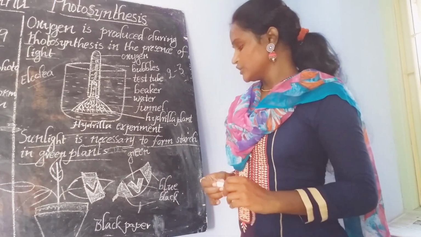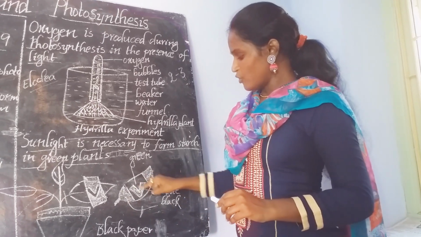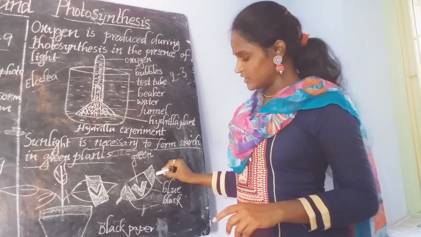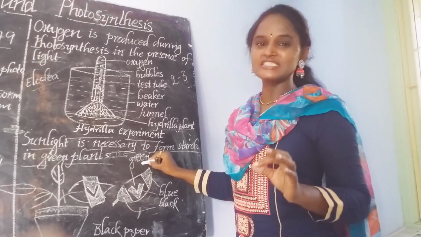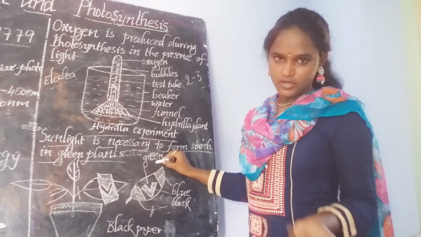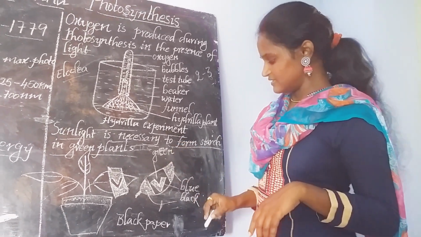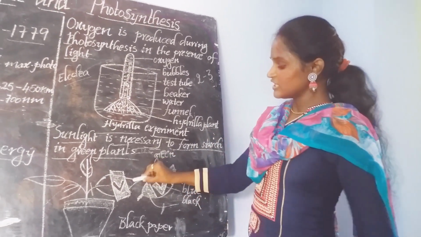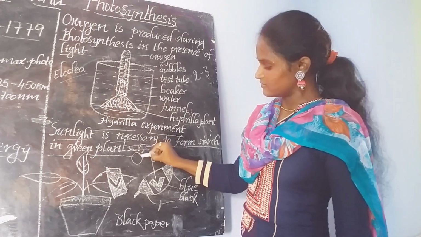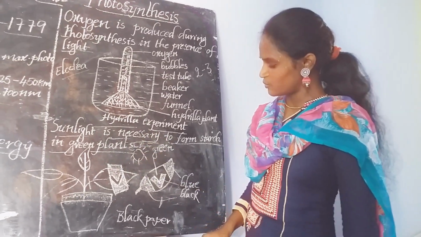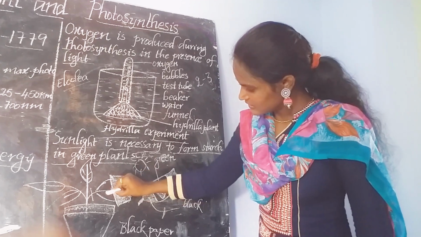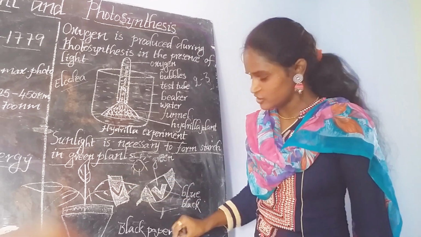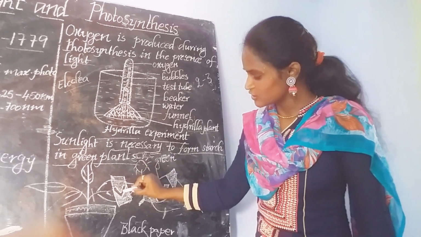After a few minutes, you find that some portion of the leaf turns blue-black and the remaining portion of the leaf remains the same color, green or pale. It indicates that the region of the leaf which is exposed to the sun, this part is exposed to the sun, and the middle part, which we cut into a different shape, that part is also exposed to the sun.